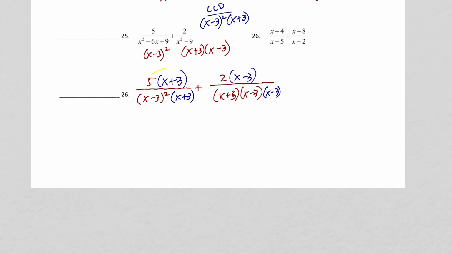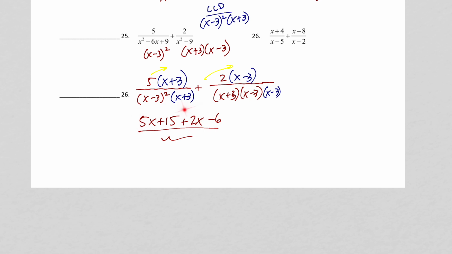Now I'm going to distribute this, and on the top of this, I'll get 5x plus 15, and I'll distribute the positive 2. Positive 2 times this is a positive 2x minus 6. I'm going to do this wiggly line because I'm just saying that it's the same thing as this. I don't want to write it again.